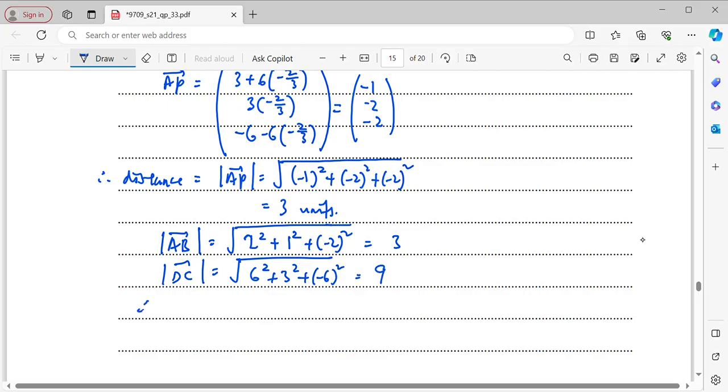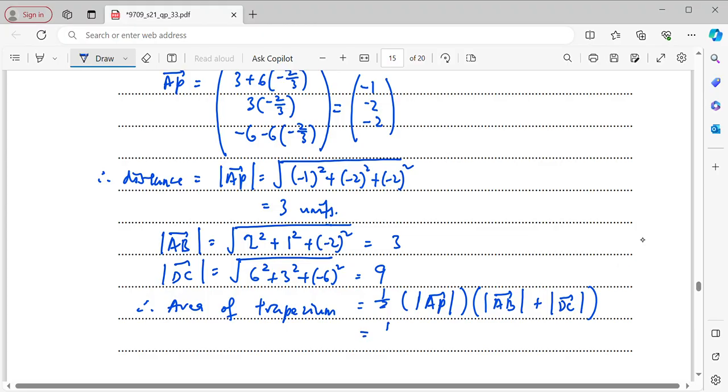Okay, therefore the area of trapezium will be half of the length of AP, which is the vertical distance, multiplied with the summation of the two parallel sides. Then I will get half times 3 times 3 plus 9. So this is going to be 18. So that's the area of the trapezium.